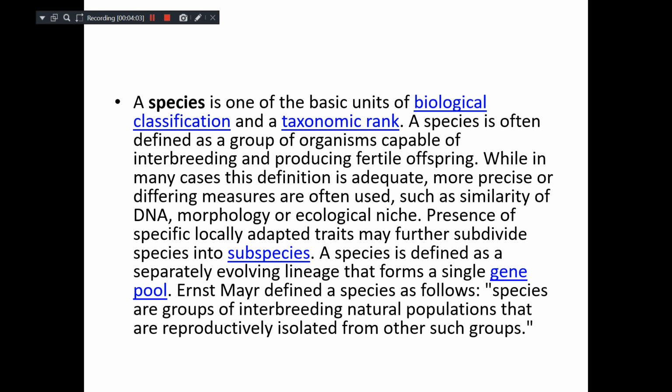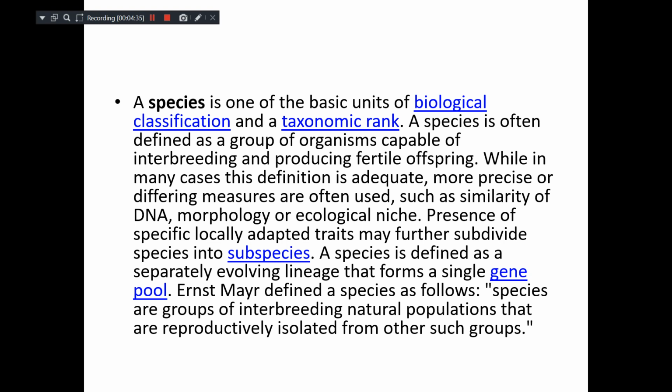I don't say that it is absolutely accepted, but the majority of the people accept this definition, and for students also, this is the easiest way of understanding the species. A group of organisms capable of interbreeding, and not only interbreeding, they should be able to produce offspring which are also capable of reproducing. That means they are fertile offspring.